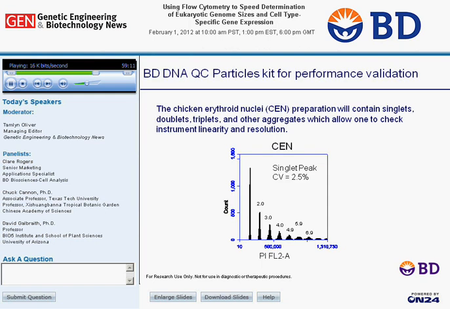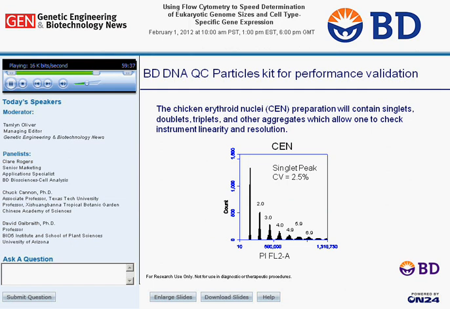The BD DNA QC Particles Kit contains two different kinds of particles, which can be helpful for validating instrument performance. One of these is chick erythroid nuclei, which tend to form aggregates. These chick erythroid nuclei signals can be used in two ways. First of all, the CV of the first singlet peak that you see there on the far left should be less than 3% if your instrument is clean and aligned well and running properly.